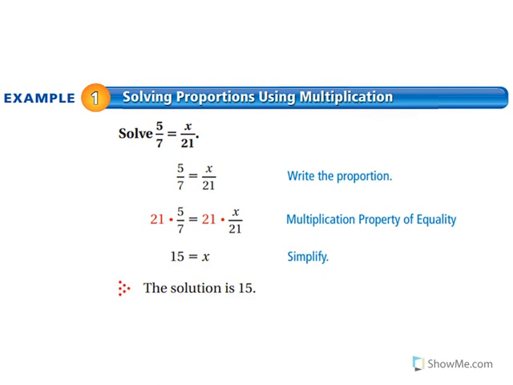So here, we have 5/7 is equal to x over 21. We want to get the x by itself, so we have to multiply both sides by 21 to get rid of that. The 21 cancels out this 21, giving us x. You can use your calculator for the other part, or if you want, you can show your work here. 7 goes into 7 once. It goes into 21 3 times. And 3 times 5 is 15. So therefore, 15 equals x.